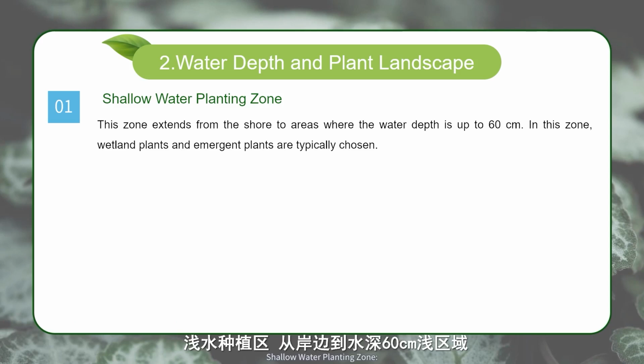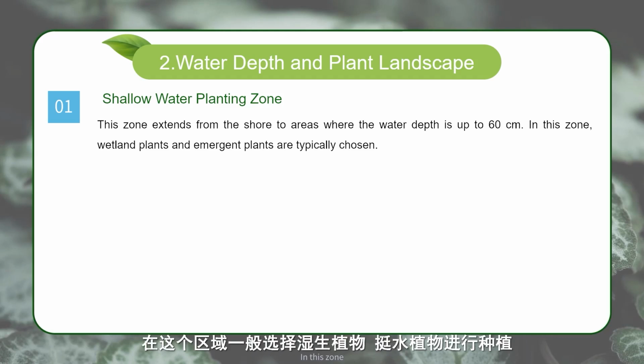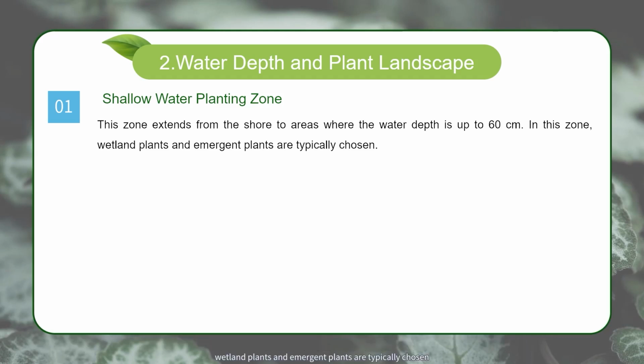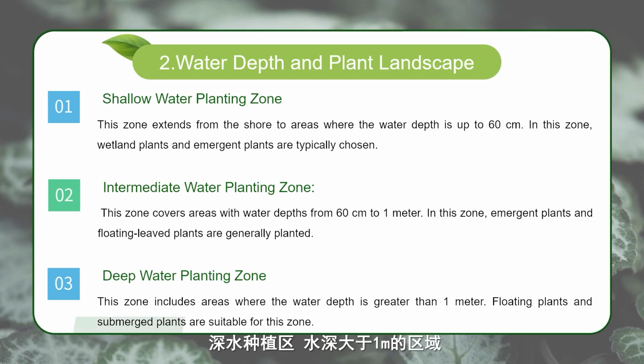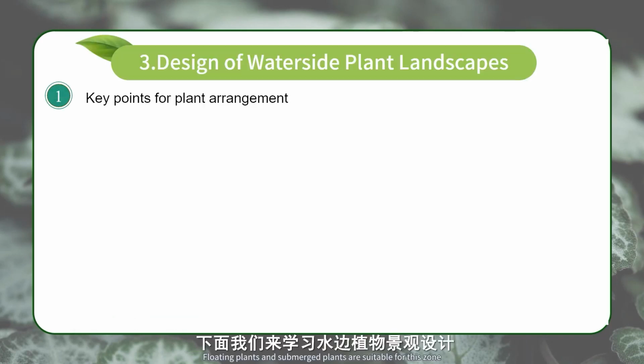Shallow water planting zone. This zone extends from the shore to areas where the water depth is up to 60 centimeters. In this zone, wetland plants and emergent plants are typically chosen. Intermediate water planting zone. This zone covers areas with water depth from 60 centimeters to 1 meter. In this zone, emergent plants and floating-leaved plants are generally planted. Deep water planting zone. This zone includes areas where the water depth is greater than 1 meter. Floating plants and submerged plants are suitable for this zone.